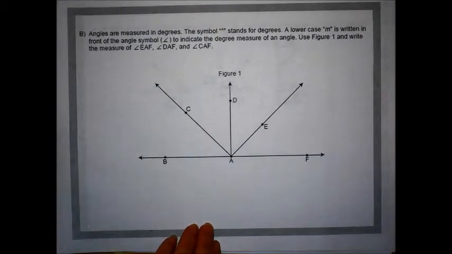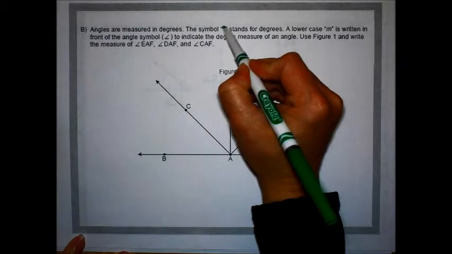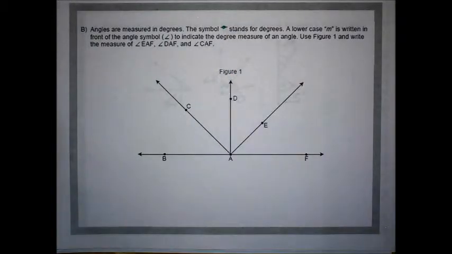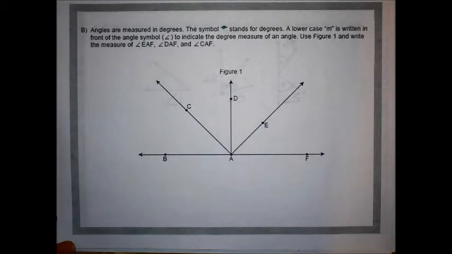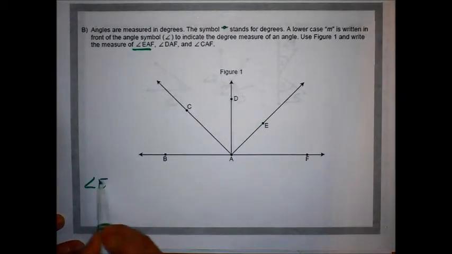Now let's look at part B. Part B says angles are measured in degrees. The symbol, which is the little circle up at the top, stands for degrees. A lowercase m is written in front of the angle symbol to indicate the degree measure of an angle. Use figure 1 and write the measure of angle EAF, angle DAF, and angle CAF. So you need to pull out your protractor. And first let's find the measure of angle EAF.